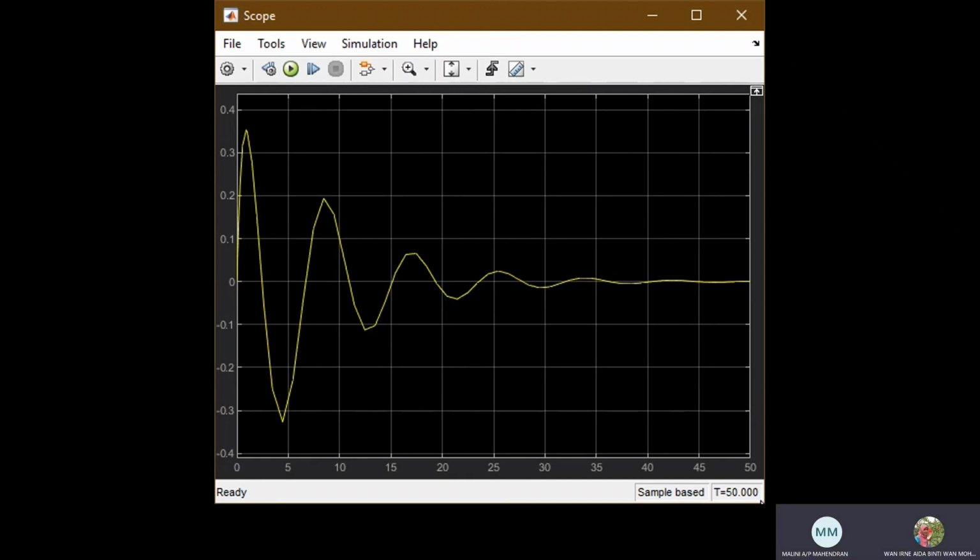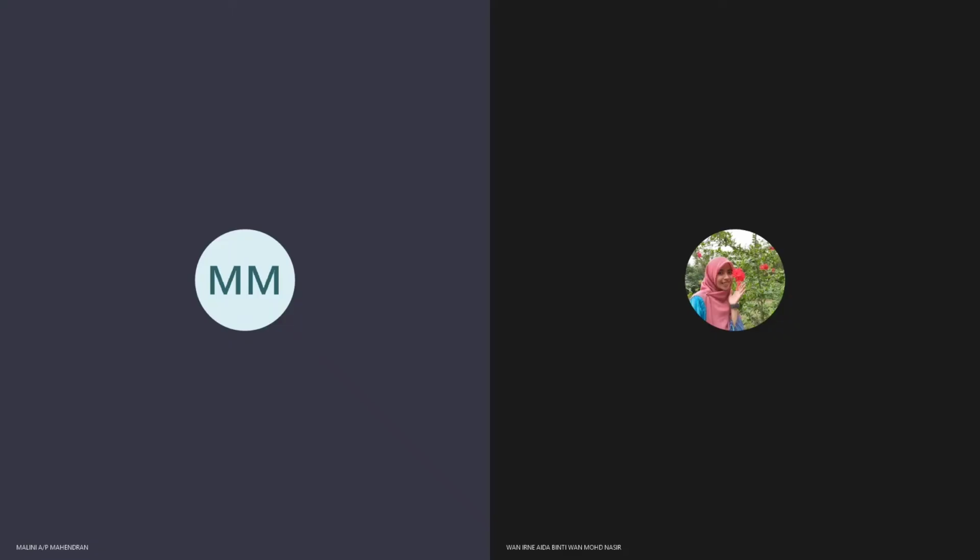Alright, thank you, Wan. So what we can conclude from the results obtained using the coding and also the Simulink is that we eventually got the same output graph, which is a stable system. Why do we say it's a stable system? Because the graph is oscillating at the start, but as time goes on, the graph approaches zero, which means it is a stable system.